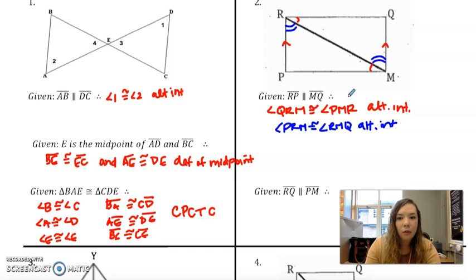Given RQ is parallel to PM, so the opposite set of sides, again, I would have the same angles. So I don't need to erase those necessarily. Okay, and then it's going to be the same thing.